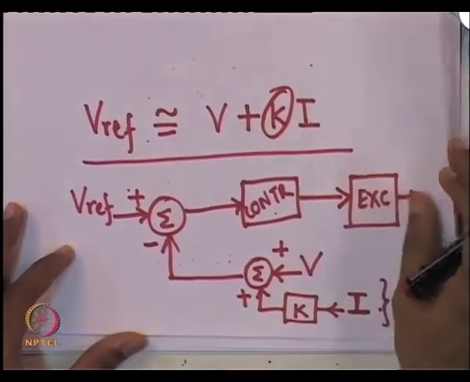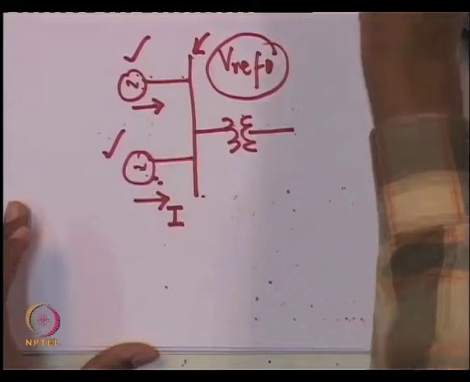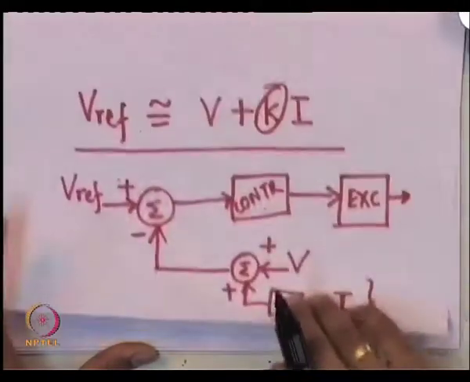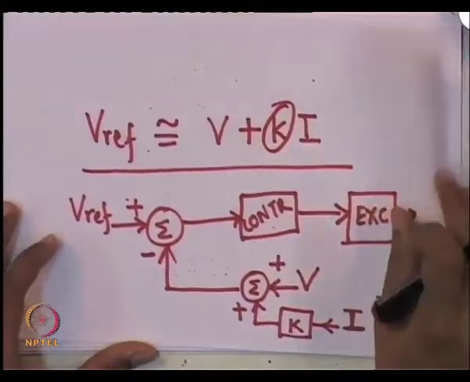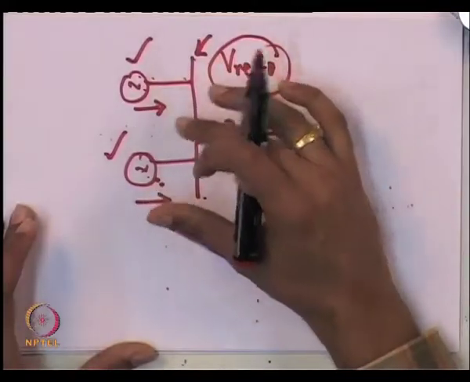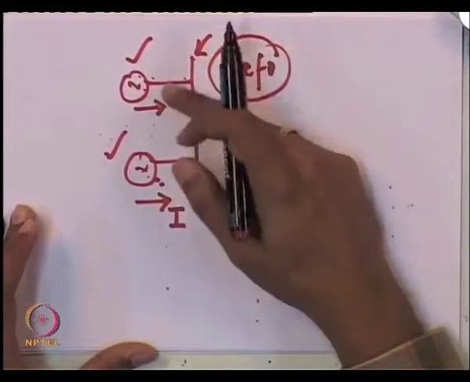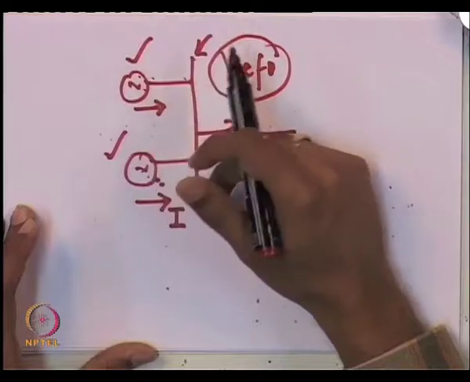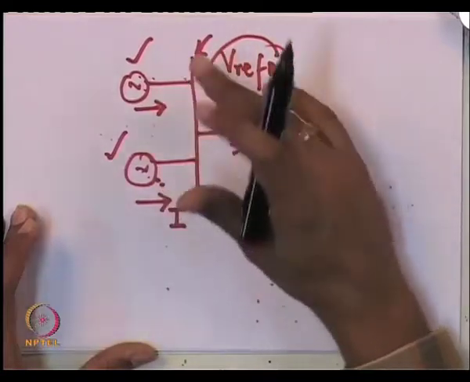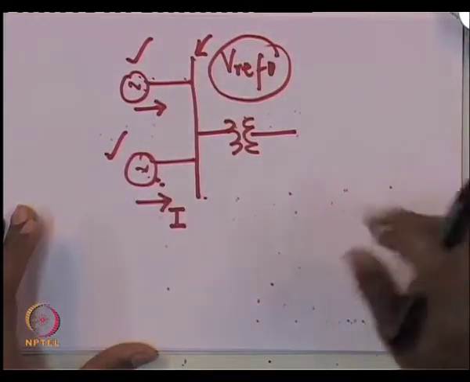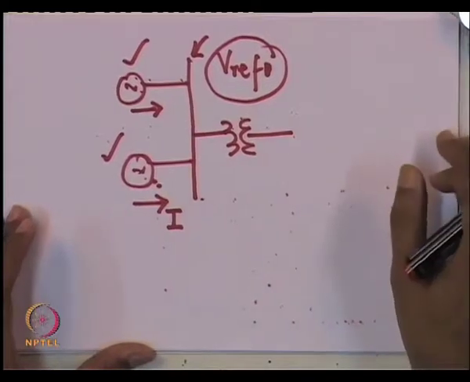So, I leave it as an exercise for you to show that indeed, if I choose K1 and K2 appropriately for say two identical generators, or two different generators for that matter, by choosing the K value appropriately, I can impose a sharing of reactive power between the two generators. So, this is something I request you to try to prove.